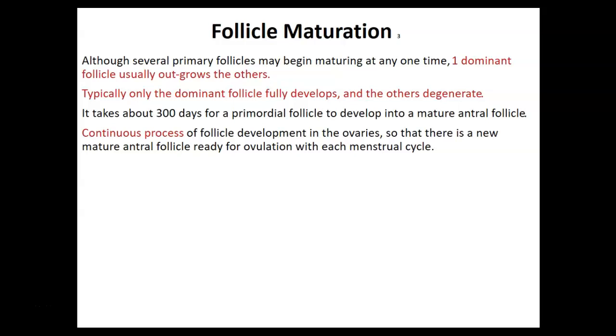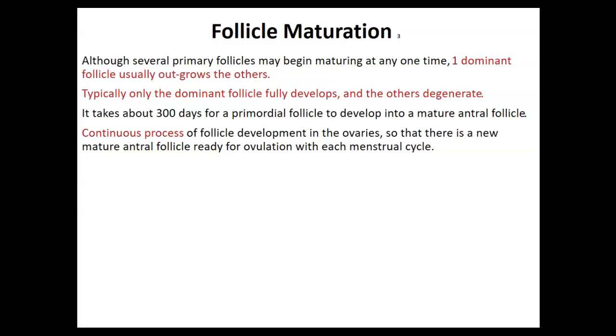Well, sometimes a woman can ovulate 2 eggs, and that would lead to fraternal twins. But we'll talk about that in a different chapter. So for now, we'll concentrate on a single embryo pregnancy. So typically, only the one dominant follicle is going to develop, and the other ones that don't win the race, per se, are essentially just going to degenerate.